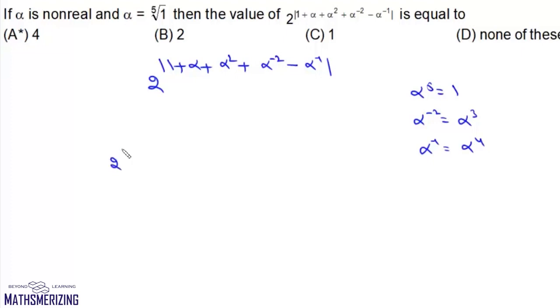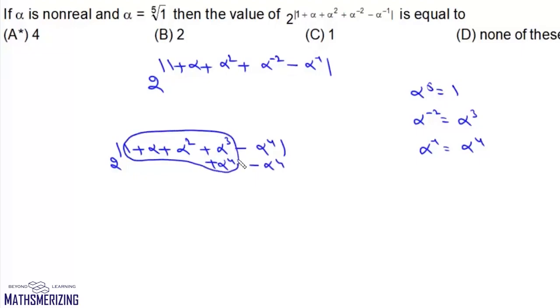So we can write this as 2 to the power mod of 1 plus alpha square plus alpha cube minus alpha to the power 4. Now we'll add alpha to the power 4 and we'll subtract alpha to the power 4. Now the sum of all fifth roots of unity is 0. So this is 0 and we'll get this as 2 to the power mod of minus 2 alpha to the power 4. Now it will be 2 square upon mod alpha to the power 4, and mod of alpha is 1. So it will be 2 square, which is simply 4, and that's your option A.